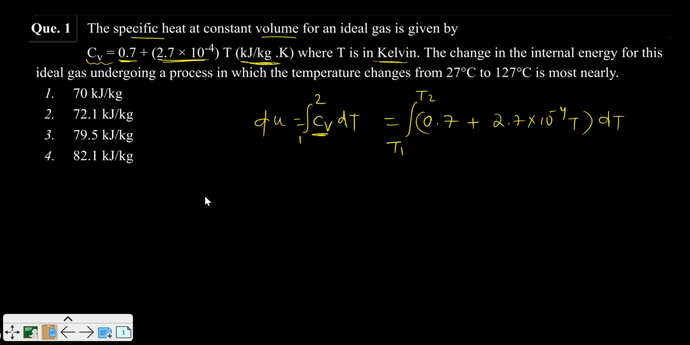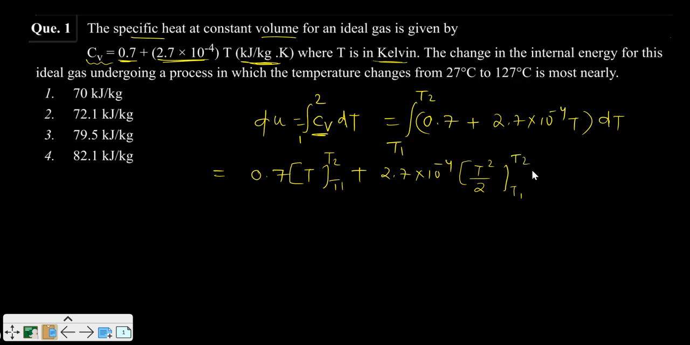And this is the simple integration we can say. So here this is 0.7 and T will be varying from T1 to T2, plus 2.7 into 10 to the power minus 4. Here this will be T square by 2, and temperature will be varying from T1 to T2. Okay, so now we'll be putting the values.